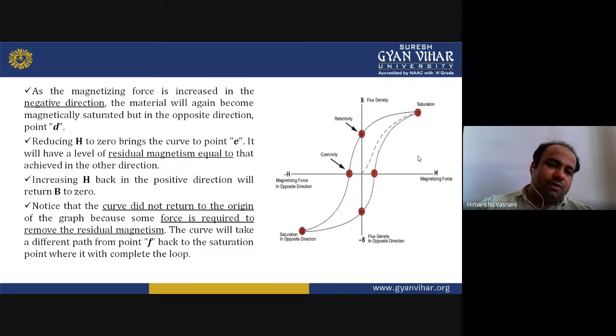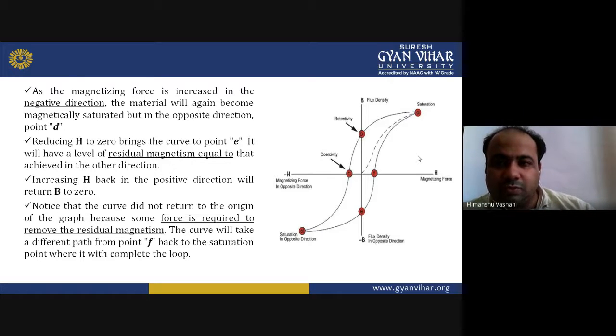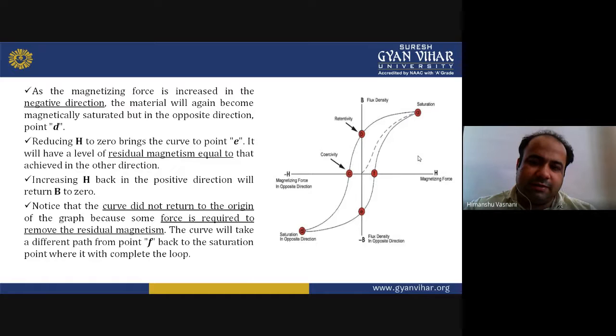Notice that the curve did not return to the origin of the graph. Here you can see that the loop goes small a, small b, small c, small d, small e, small f. You have increased the magnetizing force, reduced it to zero, then gone in the negative direction, and again reduced it to zero. The curve did not return to the origin of the graph because some force is required to remove the residual magnetism.